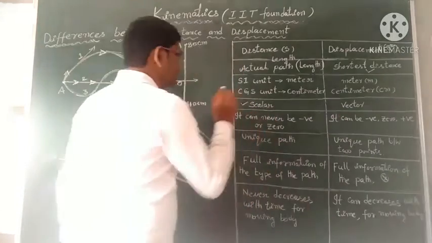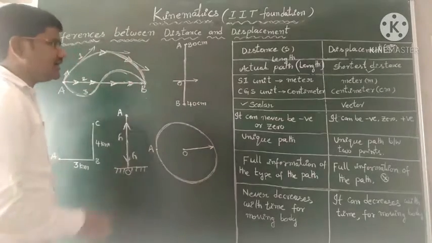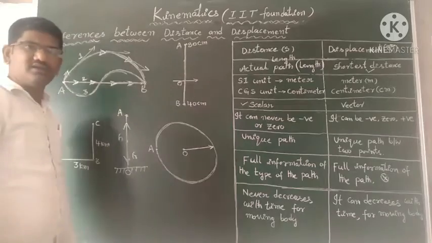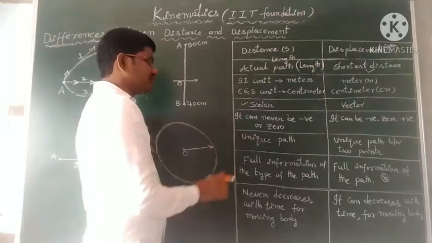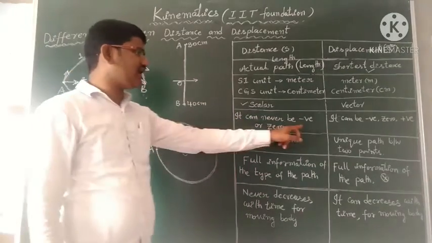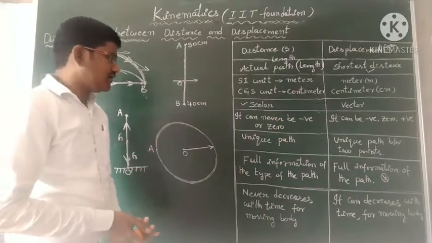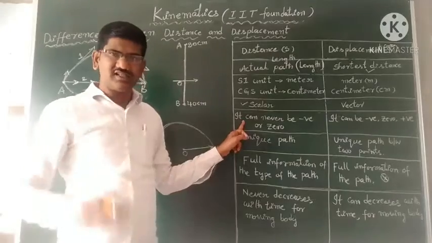So fine. Now, distance can never be negative. For a moving body, distance won't be negative, and it can never be zero for a moving body. That point I'll explain later.